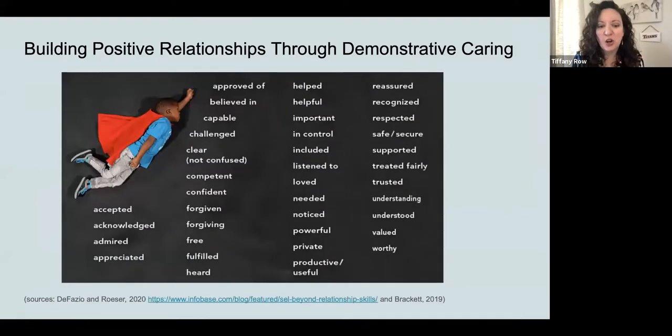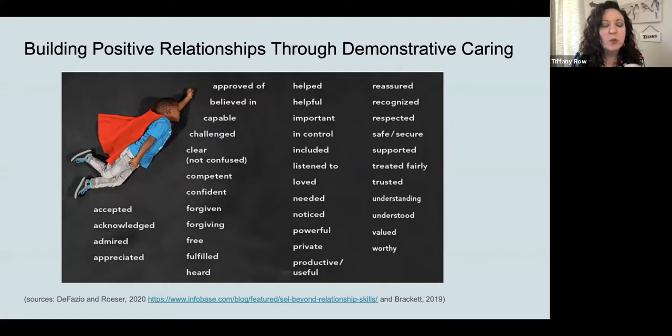And I really love this chart, and I have the link to where I got it down here at the bottom. So if you want to go ahead and save the link to these Google Slides, then you can access links that we have embedded in the Google Slides as well for later on. So this says building positive relationships through demonstrative caring. So relationships make us feel connected, plain and simple.